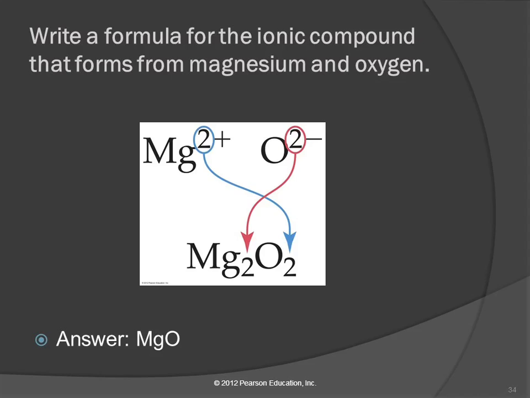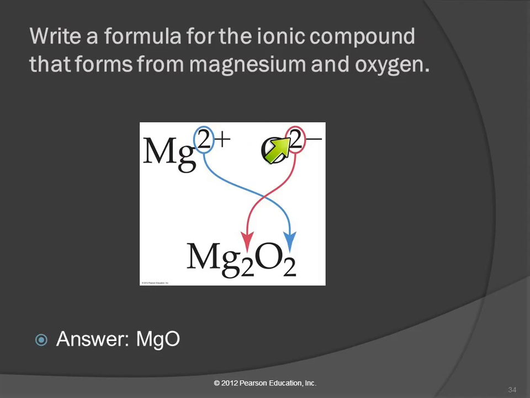And this is the book's example. So here's magnesium. We know it's 2+ from its position on the periodic table. Here's oxygen. We know it's 2- from its position on the periodic table. Your book blindly just crisscrosses and ends up with Mg2O2. And so then they say, well, you've got to look at this and see if it needs to be reduced. I think it's simpler to look at it first.